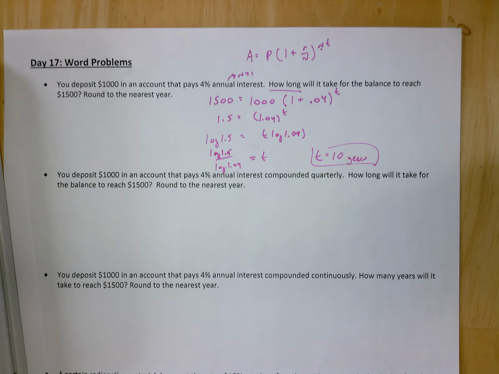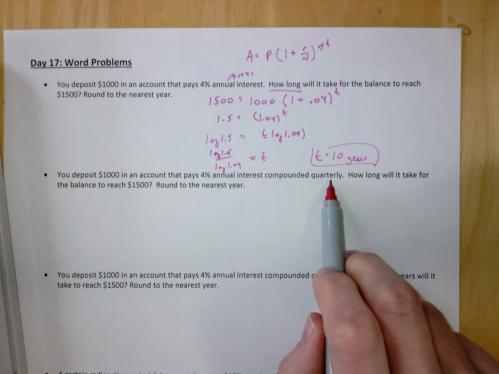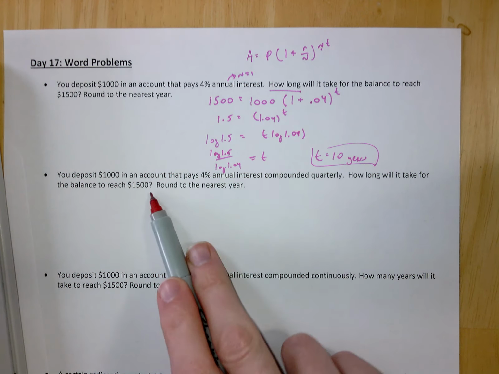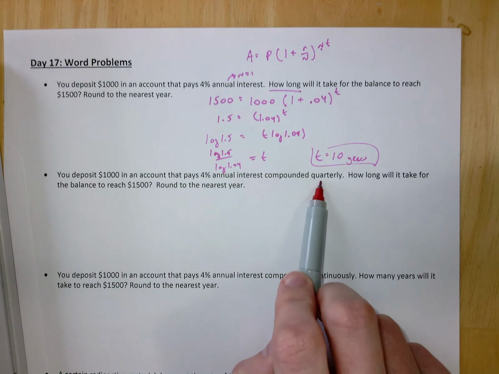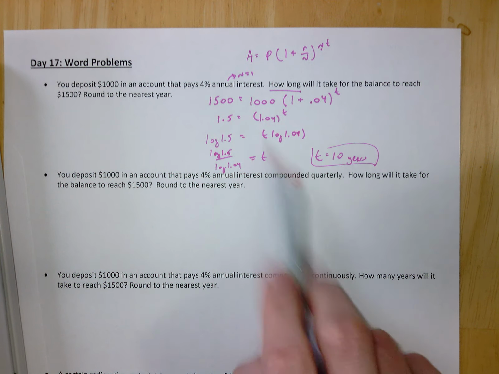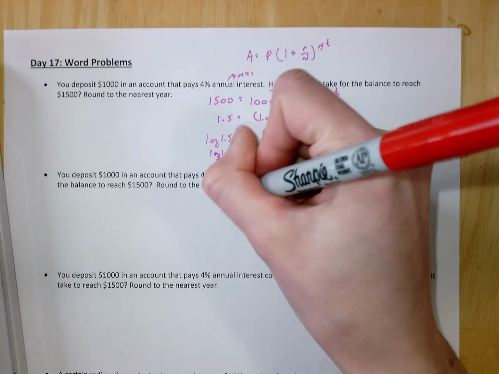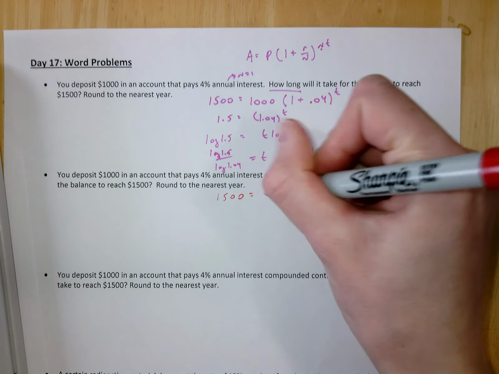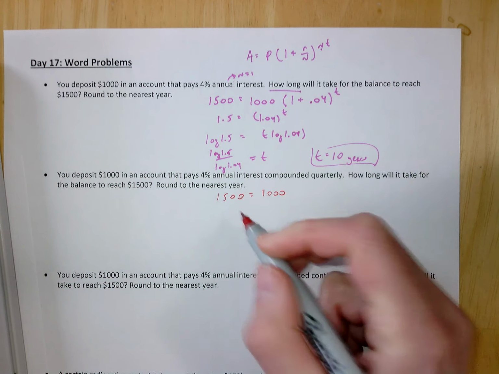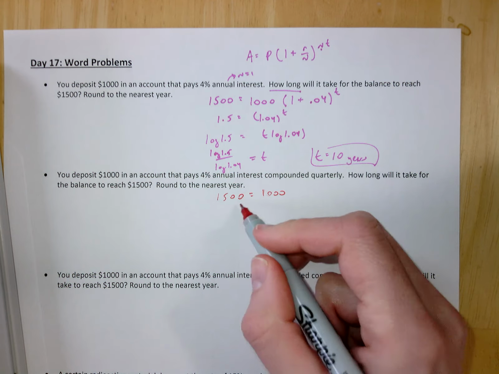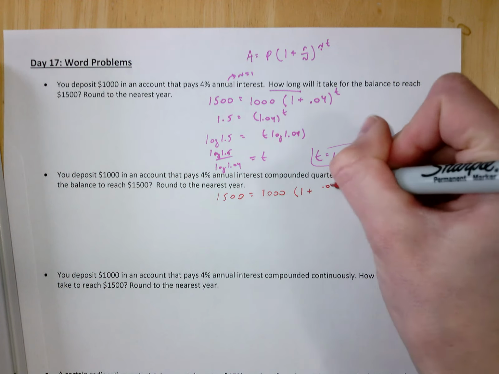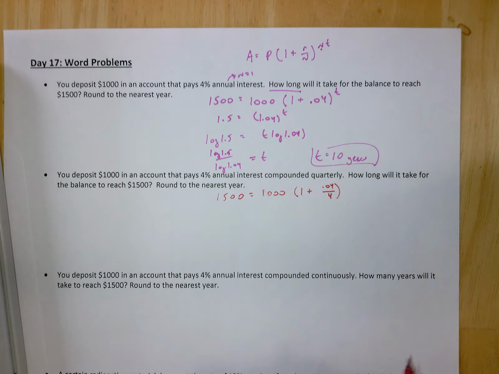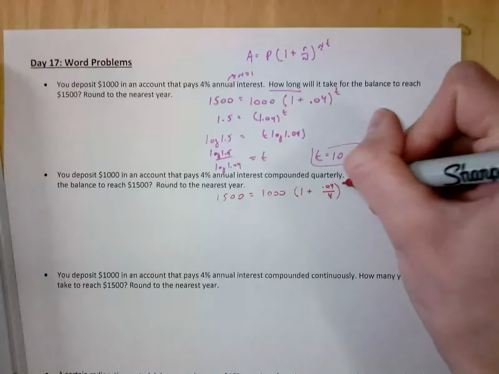All right, word problem number 2. You put $1,000 into an account that pays 4% interest, but this time we are compounding quarterly. How long will it take to reach $1,500? It's basically the exact same problem, but now we're compounding our interest quarterly. So once a year versus 4 times a year, what's the difference going to be? I started with 1,000, and we want to know when we're going to hit 1,500. But now it's going to be 1 plus 0.04 divided by 4, raised to the 4t.